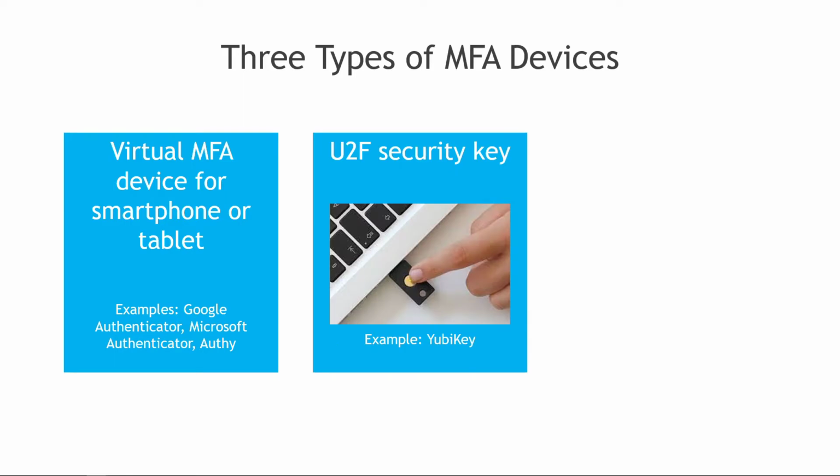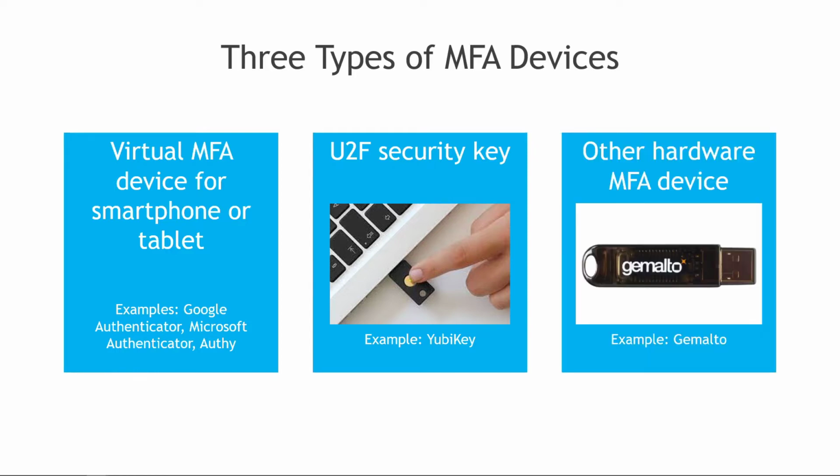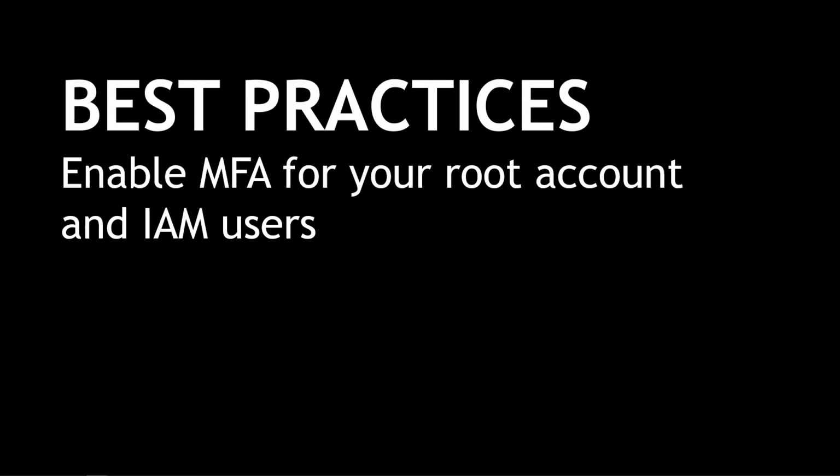Next, we have the U2F security key. This stands for Universal Second Factor. This is a physical hardware key, such as a YubiKey, that you plug into your computer, and then when you're prompted, you simply touch the key, which will enter the code that logs you in. And then the third option is another hardware key, something like a Gemalto, shown here. It's considered best practice to enable MFA on your root account especially, as well as your IAM users.